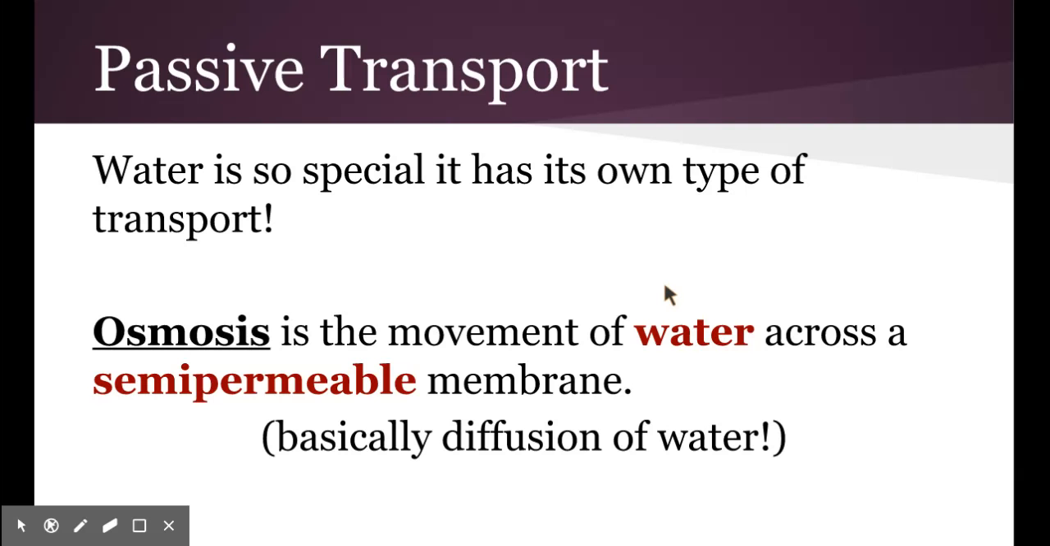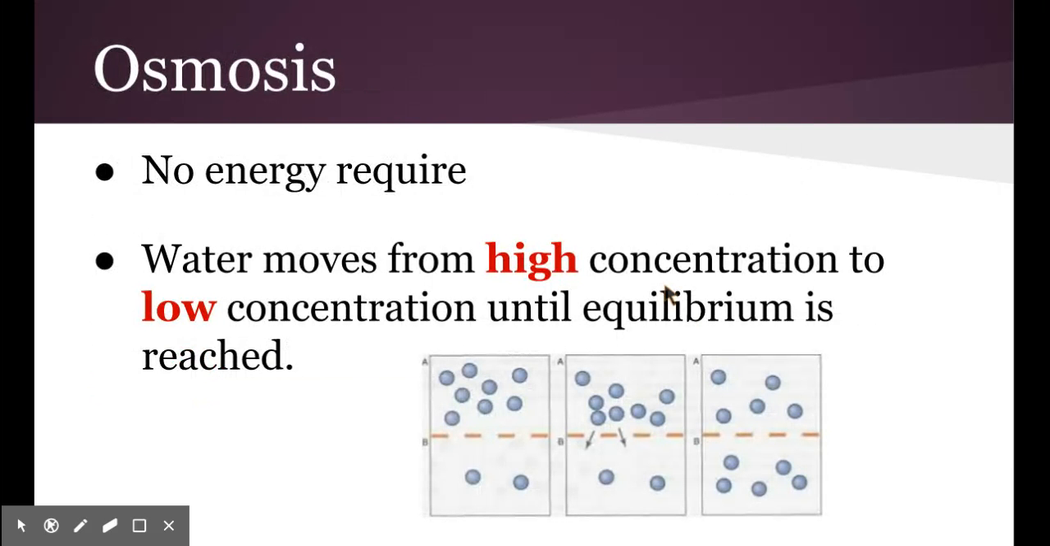Now, water is so special that it actually has its own type of transport. And this type of transport is called osmosis. So osmosis is the movement of water across a semi-permeable membrane. So it's basically the diffusion of water. So our same rules are going to apply here, meaning since it's passive transport, it's diffusion, it requires no energy, and water is going to move from areas of high concentration to low concentration until an equilibrium is reached.